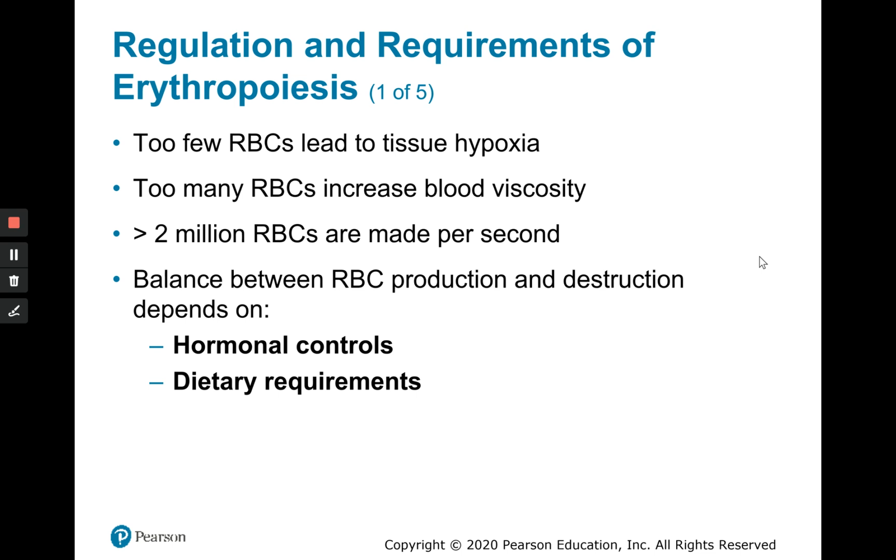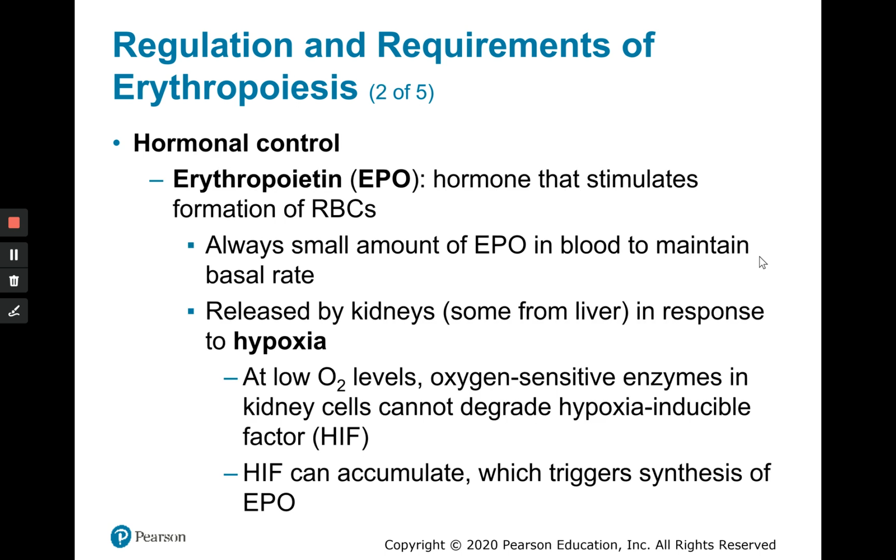And our ability to do that, in order to maintain a homeostatic balance, depends on hormonal controls and certain dietary requirements. One hormone is erythropoietin, which showed up briefly in the Chapter 15 PowerPoint. Erythropoietin is abbreviated EPO, and it's just a hormone that stimulates the formation of red blood cells. Now, erythropoietin is secreted by the kidneys, and some is released from the liver, in response to hypoxia, or low oxygen levels.